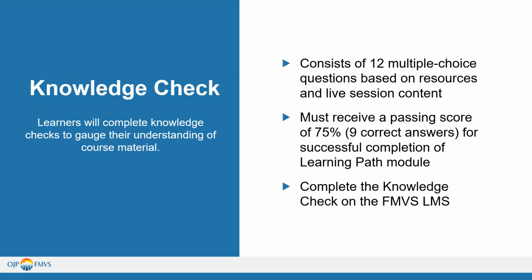By logging into the learning management system, you would not only be able to access our training resources, but also take a knowledge check after every session. The knowledge check consists of 12 multiple choice or true and false questions based on resources and live session content. You must receive a passing score of 75% for successful completion of the session. That means you would need to get 9 out of 12 questions correct to pass. If you have any questions, please contact us and we'll be happy to help you.